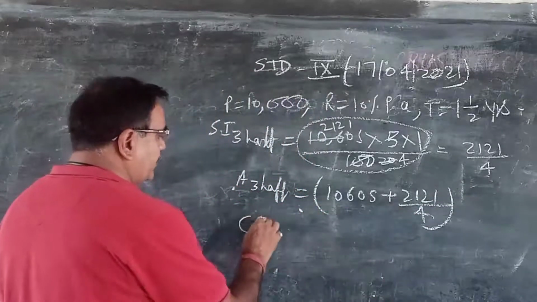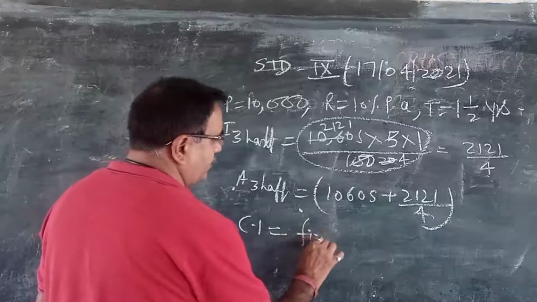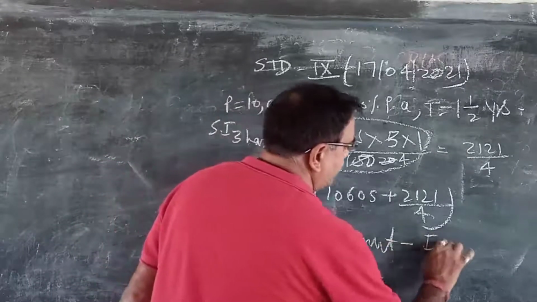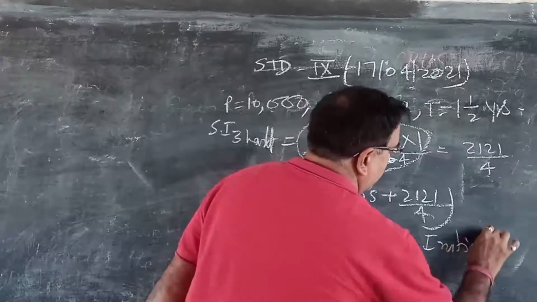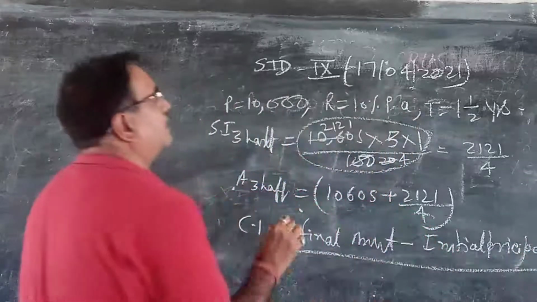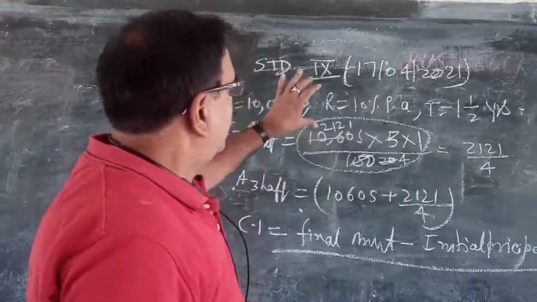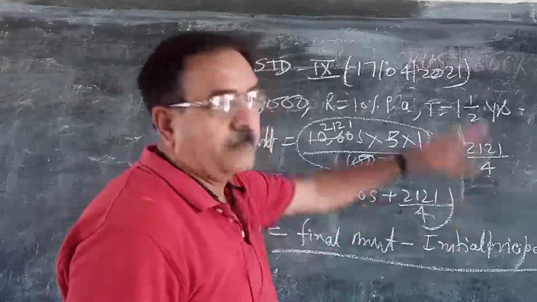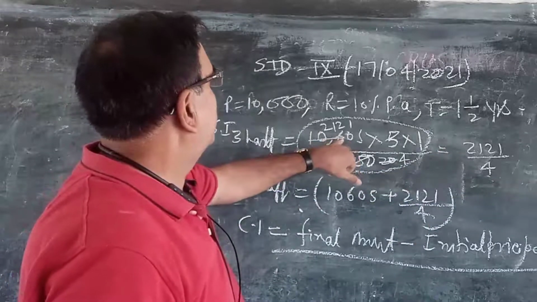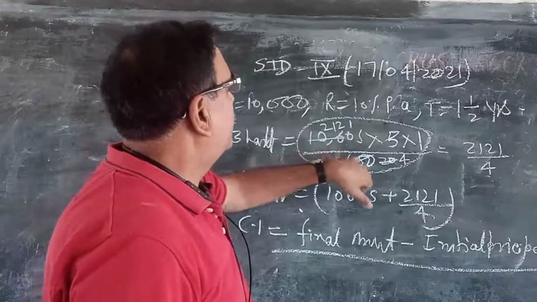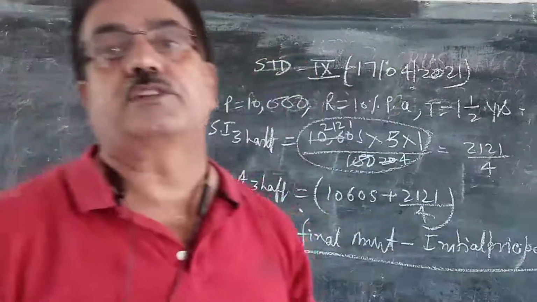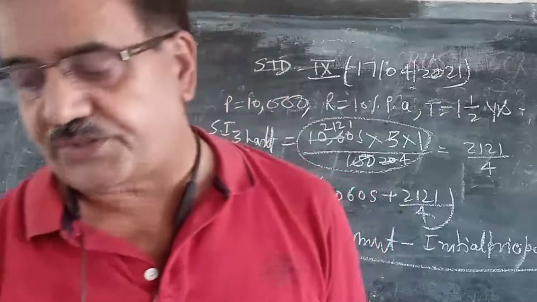Now compound interest is equal to final amount minus initial principal. You will get the compound interest. This is the final amount minus initial principal, which is 10,000. When you subtract, you will get the compound interest of this question. So this is the way to solve the questions.